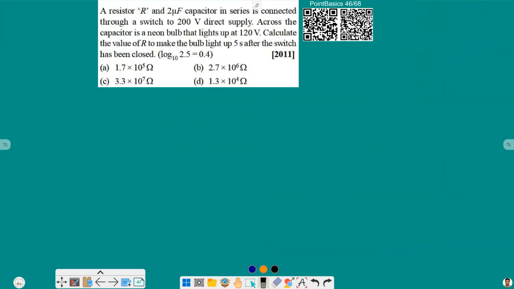A resistor R with a 2 microfarad capacitor in series is connected through a switch to a 200 volt direct supply. Across the capacitor, a neon bulb lights up at 120 volt. Calculate the value of R to make the light bulb light up 5 seconds after the switch has been closed.